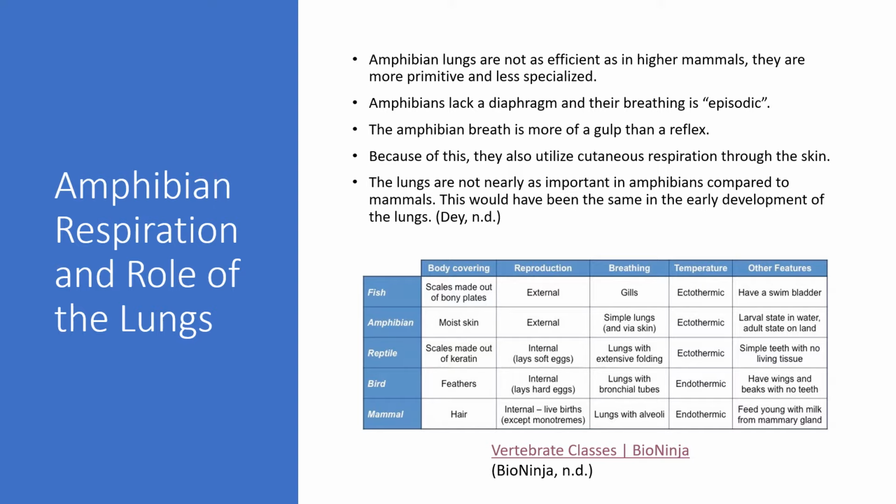It is an autonomic reflex for us, which can be controlled though, but anyway, it's not like that in the amphibians. And because of this, they also use cutaneous respiration through the skin because they need to. The lungs are not nearly as important in the amphibians compared to mammals. This would have been the same in the early development of the lungs, so in the early tetrapods. And there's a table there showing the different qualities of all the different vertebrates. And you can see for the amphibians that the breathing is with simple lungs and they have moist skin.